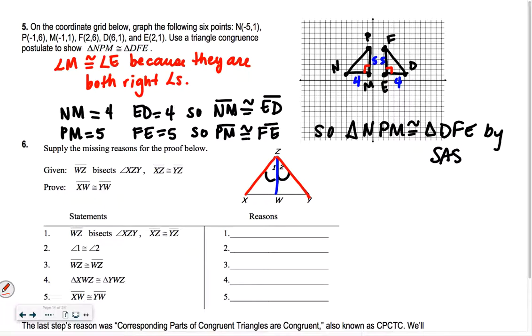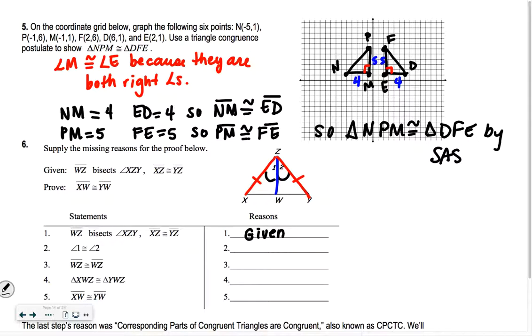Does that make sense? And then I know XZ is congruent to YZ. That was given to me. So my first statement was WZ bisects angle XZY, and XZ is congruent to YZ. So that reason is going to be given. Easiest point on a test, right?